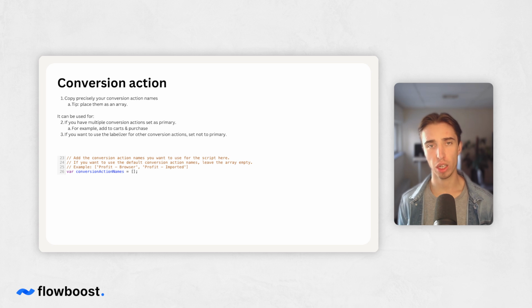But it can also be that your add to carts are set to secondary, but you want to analyze the performance by add to carts. And what you then can do is also add the conversion action name of the add to carts into the conversion action names, so that it only segments on the add to carts.